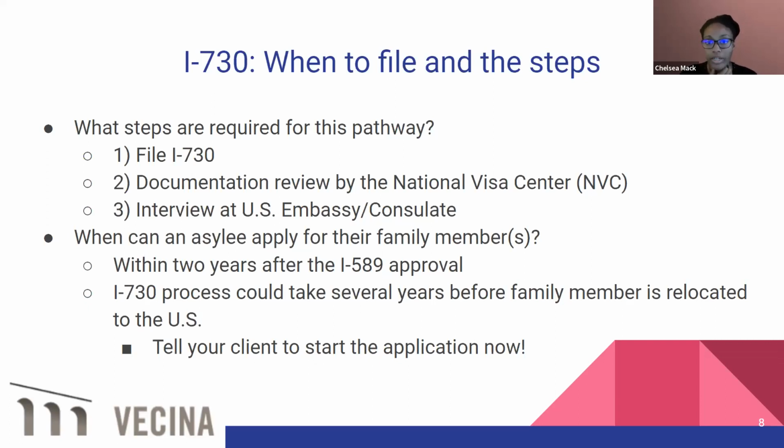Now, when your client can apply for their family members: they actually have a limited time frame. They're only able to do it within the 2 years immediately after their I-589 is approved. So we really encourage your client to file as soon as possible. Life may continue, and 2 years can go by quicker than you would think. We don't want them to fall into the issue where they're basically trying to beg to make sure their application is going to be accepted by USCIS and the NVC and all of that.